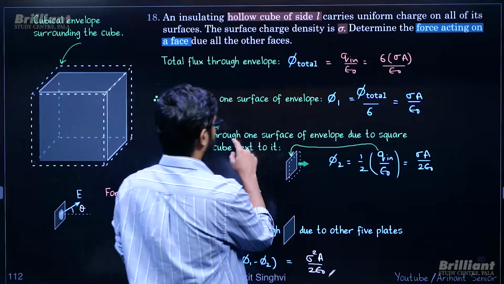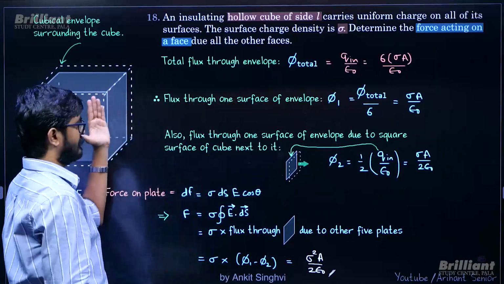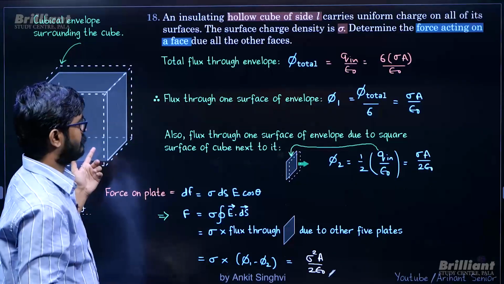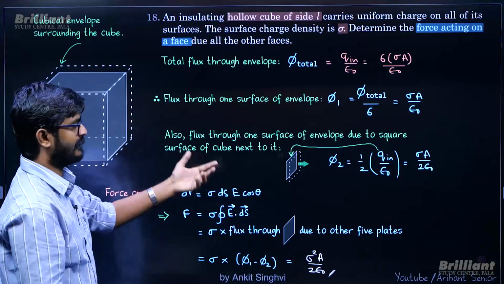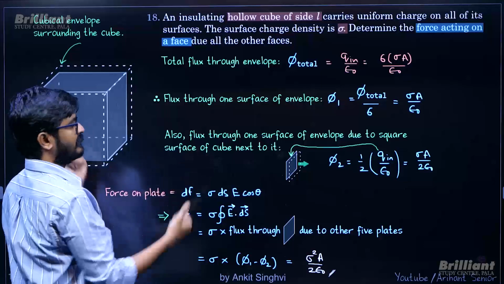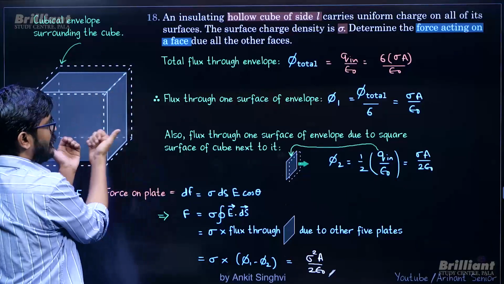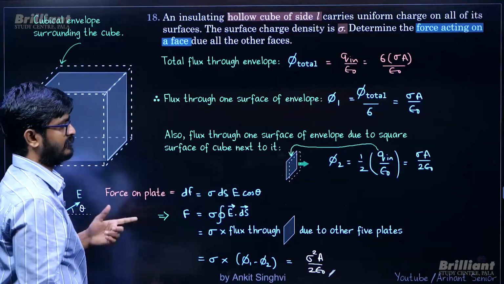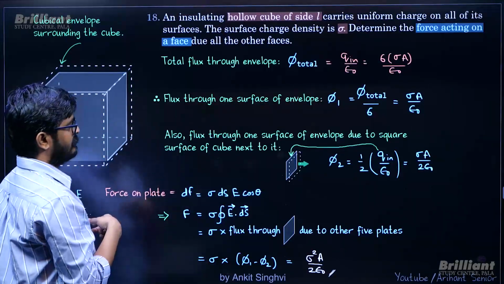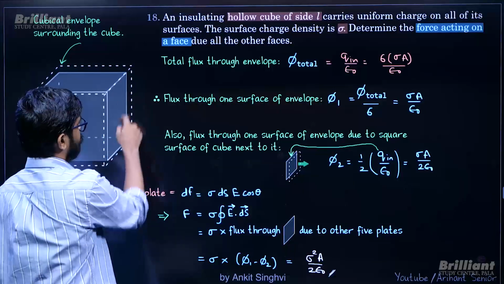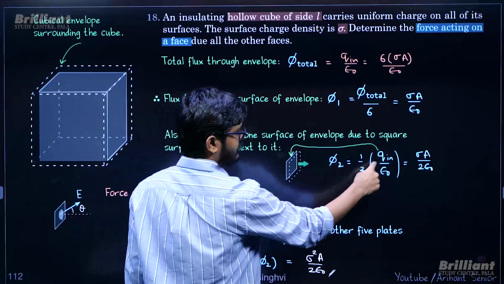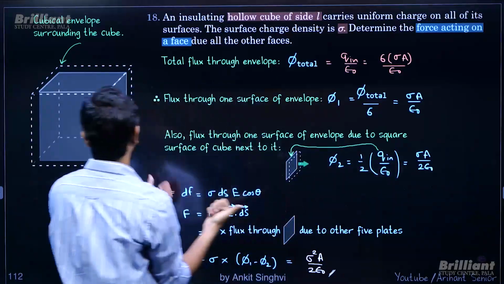Now flux due to this one surface, because it is in the surroundings, you can easily calculate. Half flux will go this way, half flux will go this way, right? So what is the charge enclosed? Charge enclosed is sigma into A. So half flux due to this face will go this way. Half flux will be going this way.